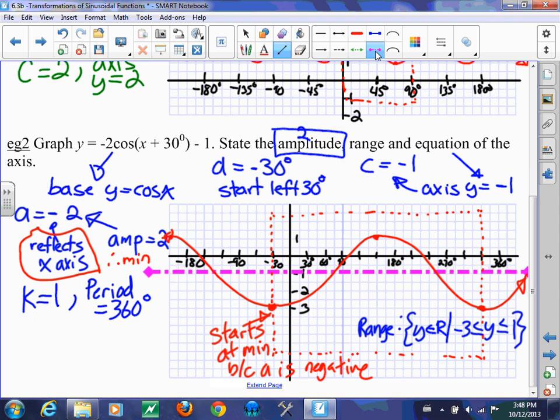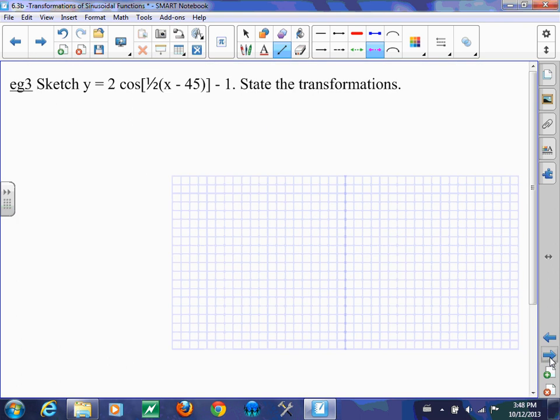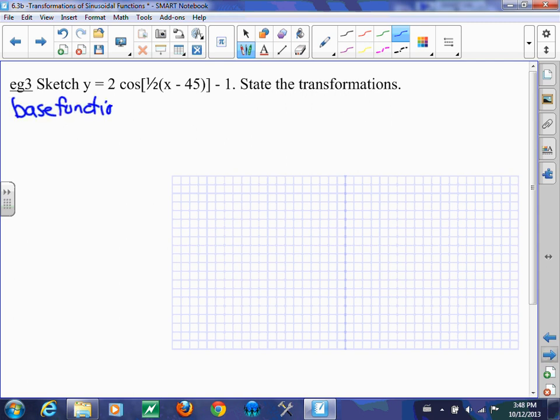All right, let's see if we can do one more, ladies and gentlemen. Let's finish this last one up. Sketch y equals 2 cos (1/2 x minus 45) minus 1, and state the transformations. So first of all, what's my base function here, guys? My base function is y equals cos x. It'll be written in the formula, either cos or sine. What values do we know? We know A equals 2. That tells me we have an amplitude that equals 2.